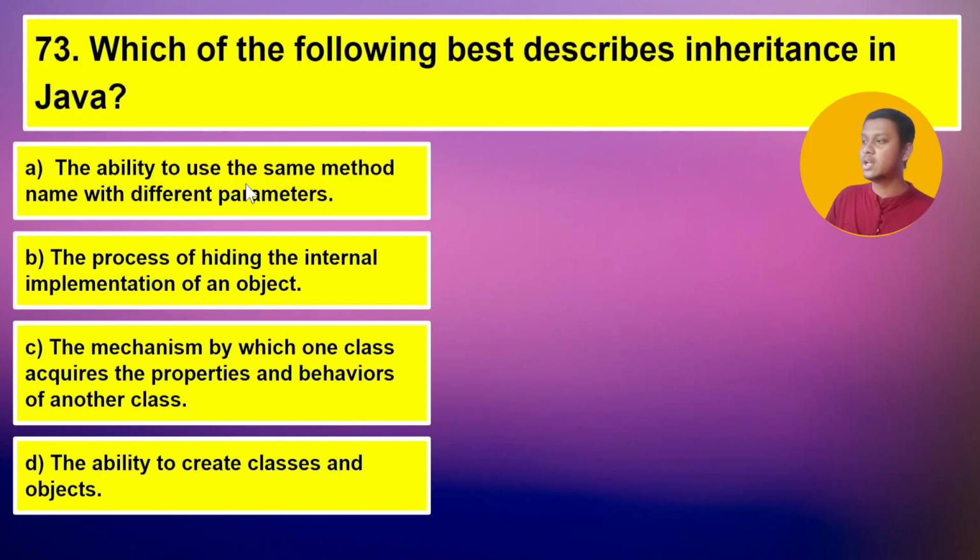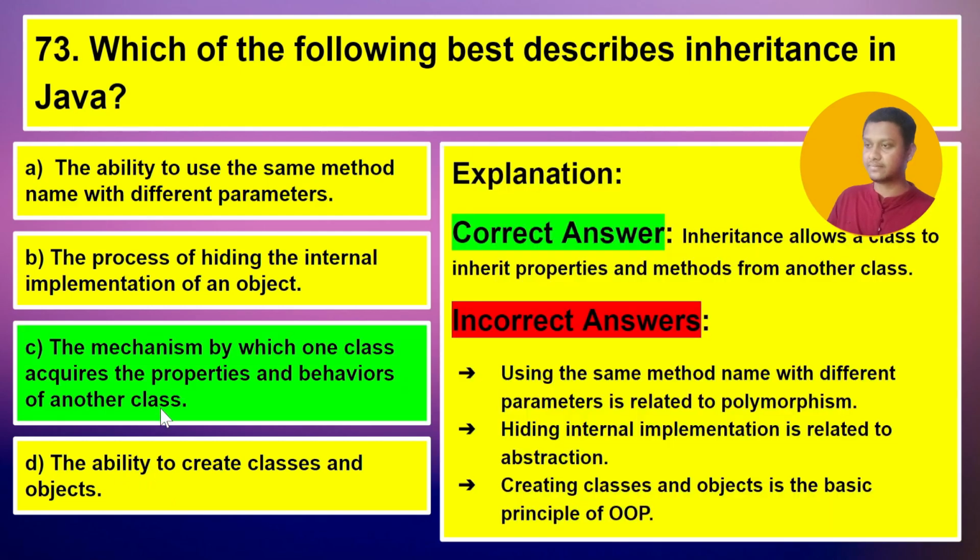Our next question is, which of the following best describes inheritance in Java? Option A, the ability to use the same method name with different parameters. Option B, the process of hiding the internal implementation of an object. Option C, the mechanism by which one class acquires the properties and behaviors of another class. Option D, the ability to create classes and objects. So here the correct answer is option C.